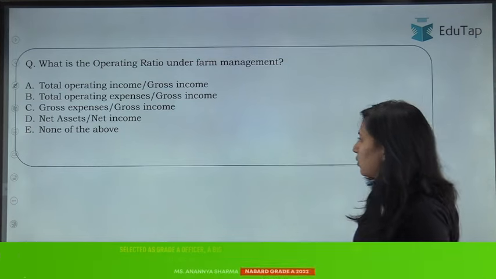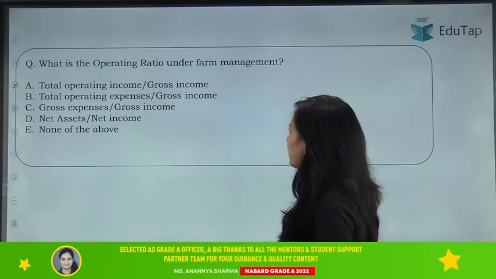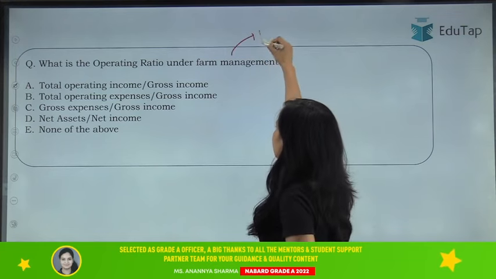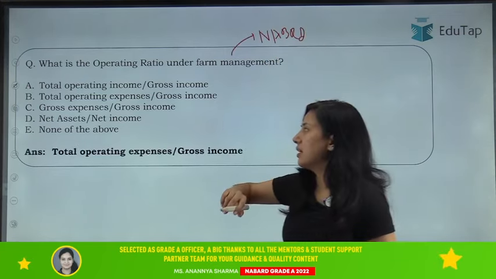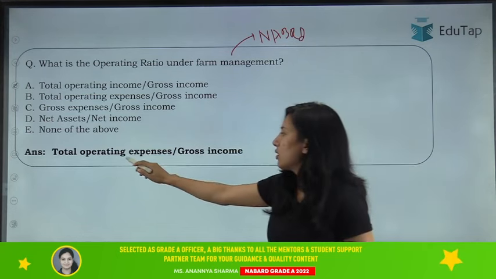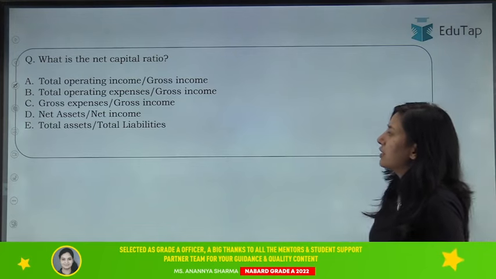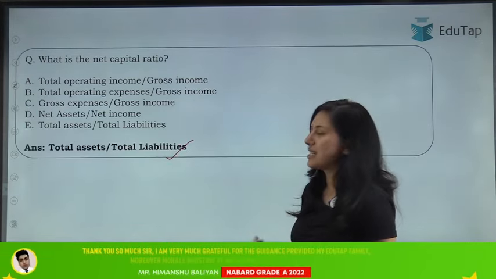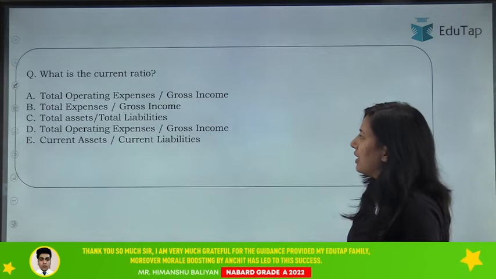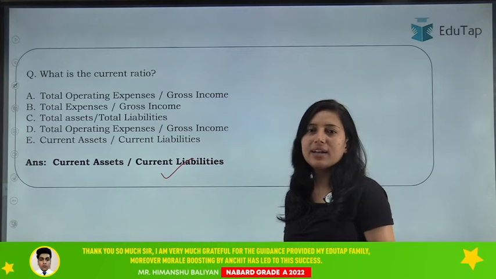Now let's discuss the questions based on whatever we have discussed so far. So the very first question is, what is the operating ratio under farm management? And this was the question that was asked in NABARD. So your options are given, and the right answer is total operating expenses to the gross income. We have discussed this. Then, what is the net capital ratio? It is total asset upon total liability. Then we have, what is current ratio? Current ratio is current assets upon current liabilities.